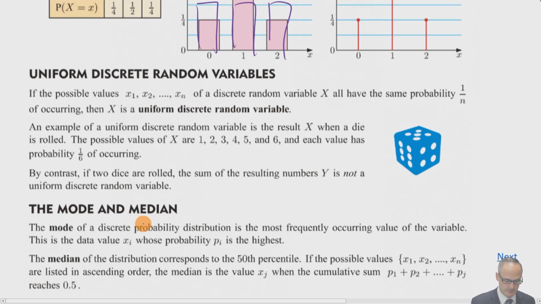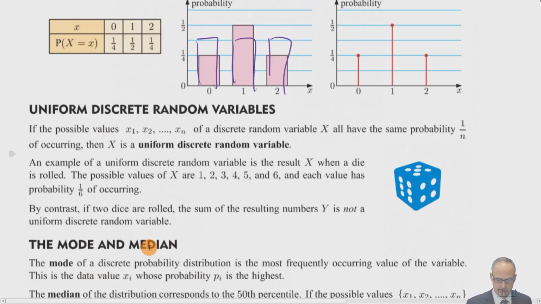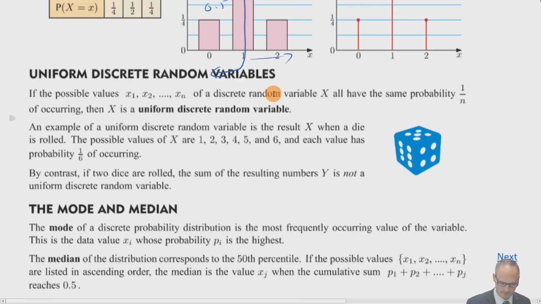How do you find the mode and the median? Well, the mode is the one with the highest probability. Going back to this situation here, this has the highest probability, so the mode is 1. How do you find the median? Well, the median is where the probability of being less than or equal to that value is 0.5. The probability of being less than or equal to 1 in this case is 0.75. It's where the probability reaches 0.5 or more that gives you your median value. So half the probability is this way, half is that way, and therefore the median in this case is going to be 1.